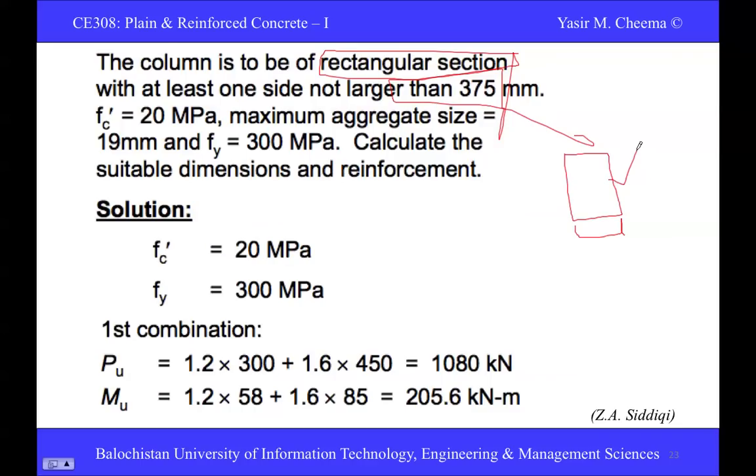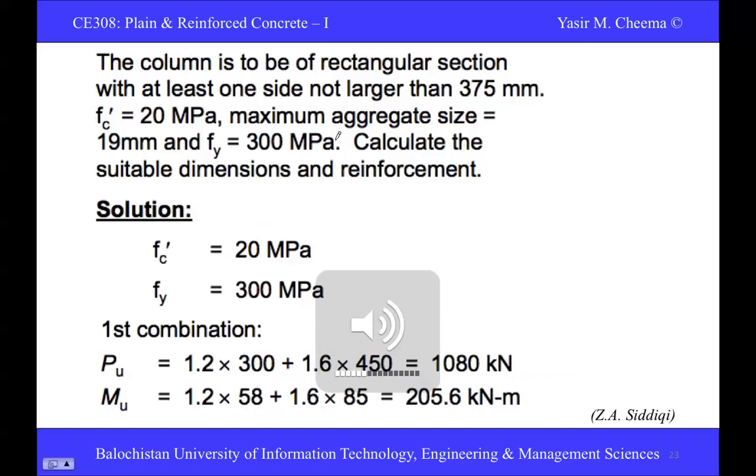Clear? The f'c, the 28 days compressive strength used for this kind of concrete, is 20 megapascal and the aggregate size used is 19 mm. The yield strength of the steel used is 300 megapascal. Now we have to calculate the suitable dimensions and the reinforcement. So the known values, the two most important things, are the material properties, that is 20 megapascal f'c and fy.